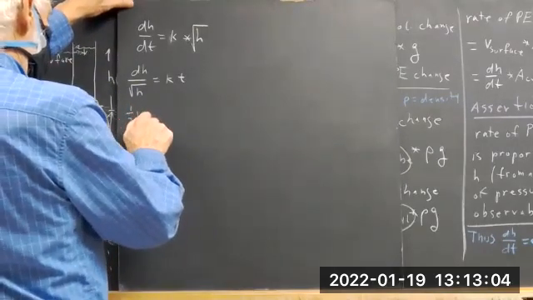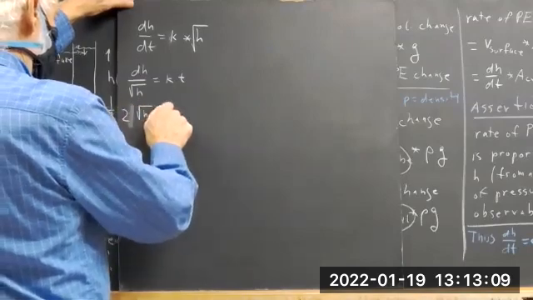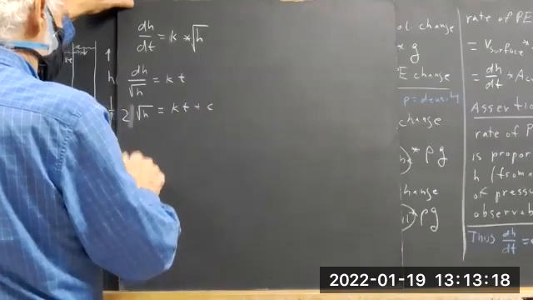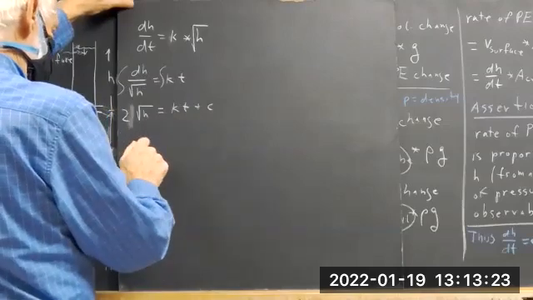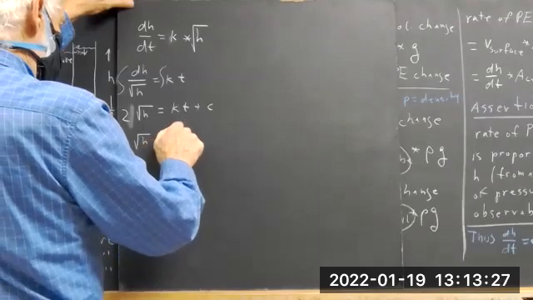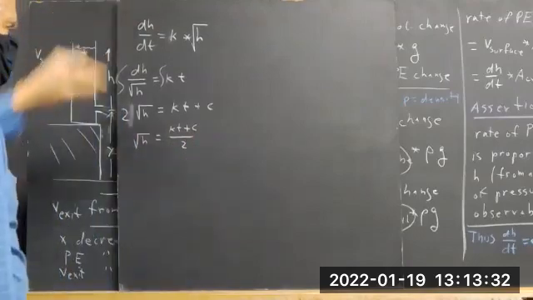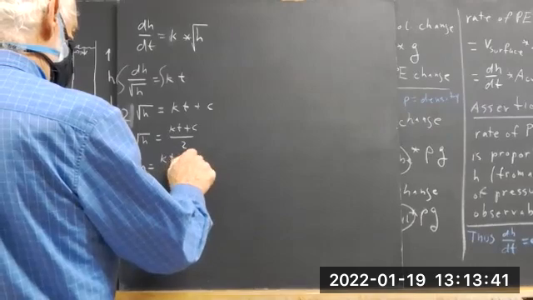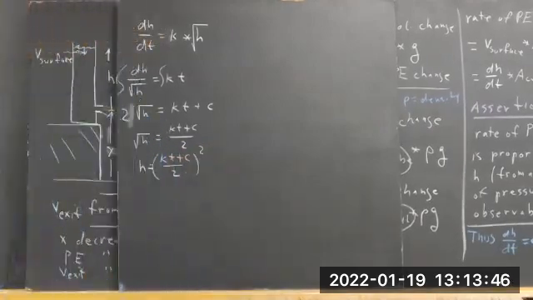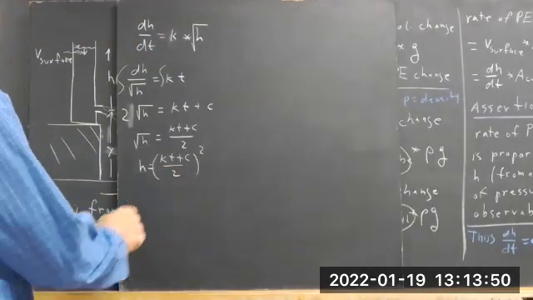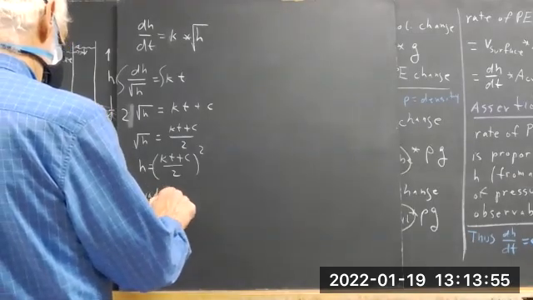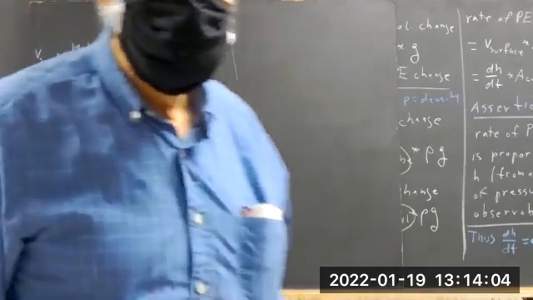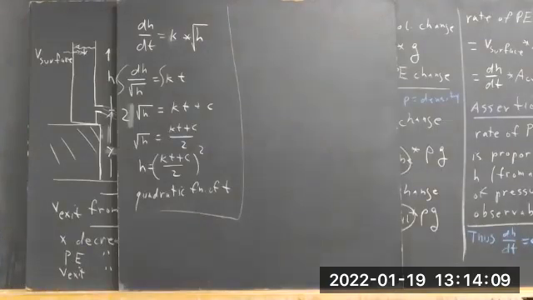So this should be, sorry, 2 square root of h equals kt, plus the constant of integration. So the square root of h is (kt plus c) over 2. So h is ((kt plus c) over 2) quantity squared. That's the quadratic. Okay, well, we've got a little ways to go to get to the whole idea of potential energy.